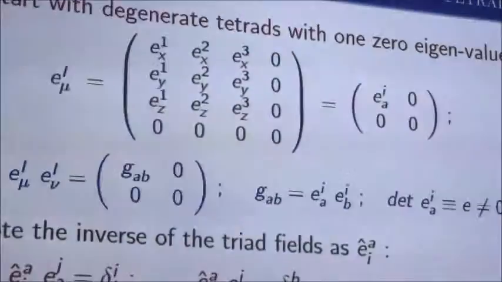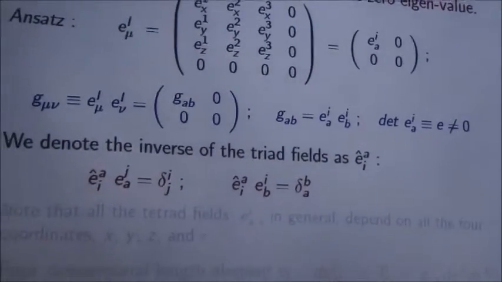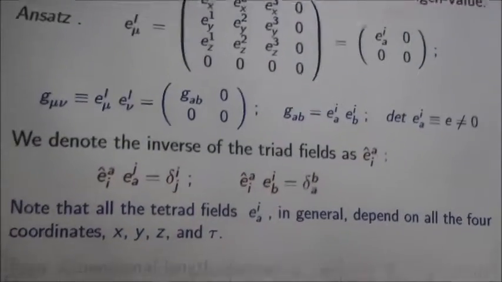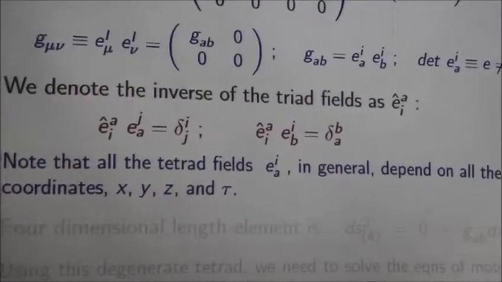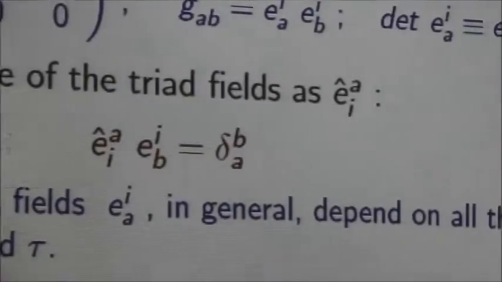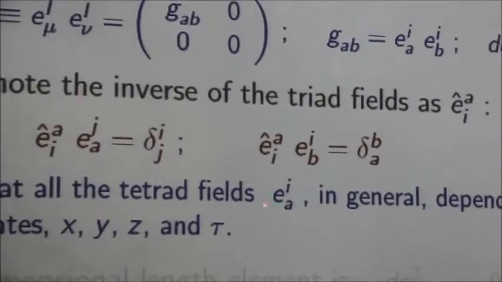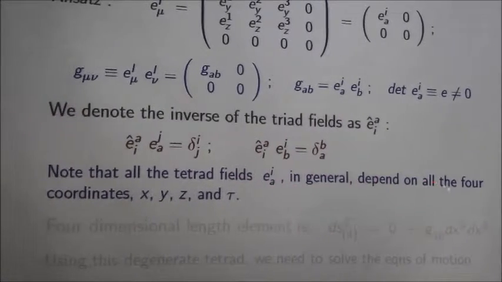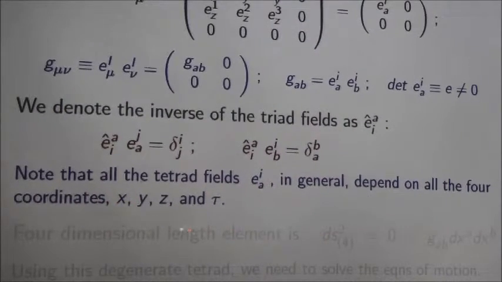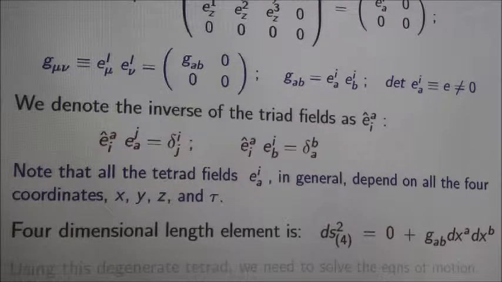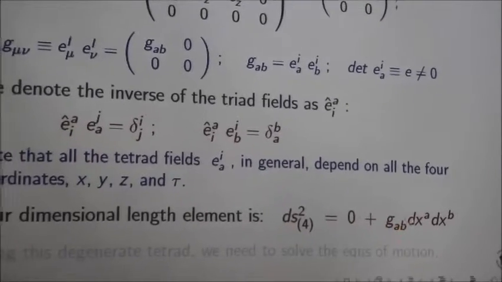So we denote the inverse of the triad by E hat, so that we don't confuse it with the E upper index objects that we had induced for invertible tetrads. We define them through the usual way. We remind ourselves that all these tetrad fields, or these triad fields, in general depend on all four coordinates x, y, z, and tau. And what we said earlier also, the 4-dimensional length element has one zero eigenvalue, so nothing from here, GAB dx dx.